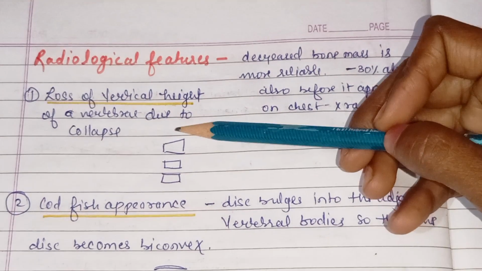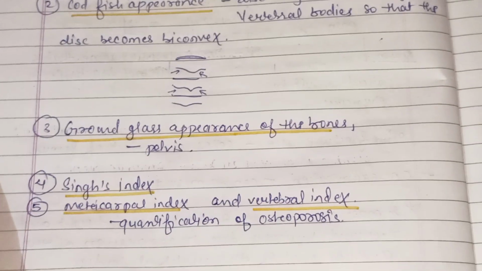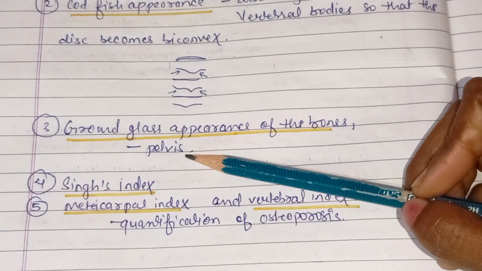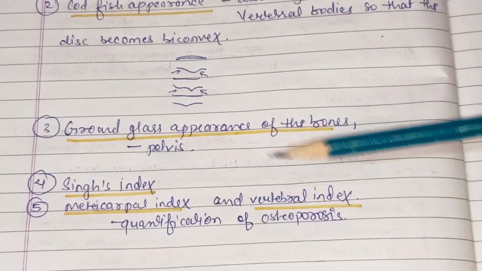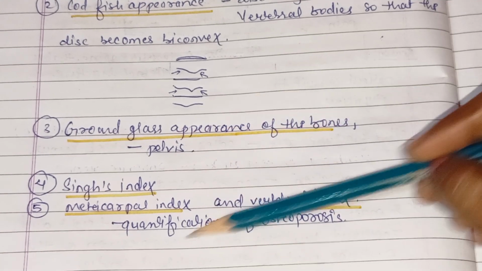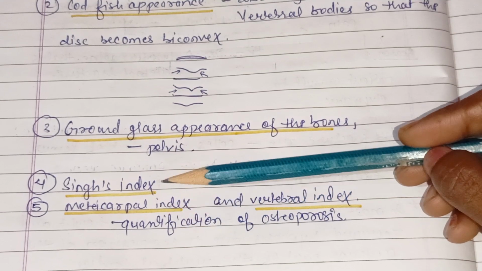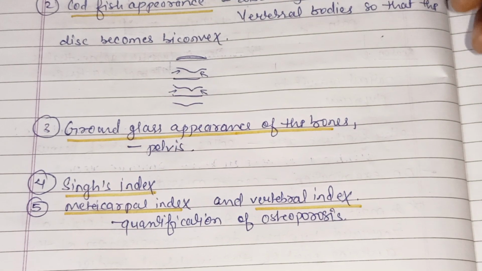Here you can see the loss of the vertebral height. And next we can see the ground glass appearance of the bone. The example like this is most commonly seen in the pelvis bone. Singh's index, metacarpal index and vertebral index define the quantification of osteoporosis. These are the terms you can remember that are seen in an osteoporotic condition. Now I can show you this in a picture, so you can easily remember this.